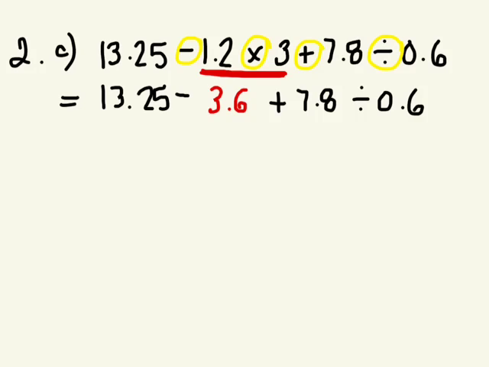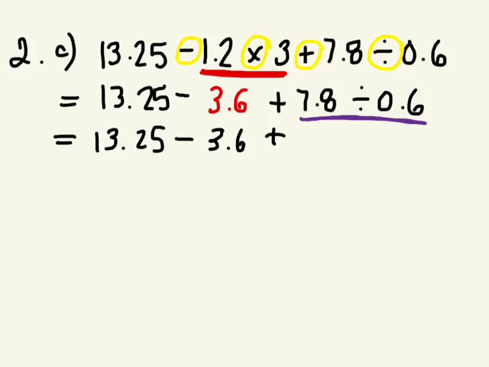So now with the next 3 operations, we need to calculate division. So we have 13.25 minus 3.6 plus, what is 7.8 divided by 0.6? 13. Good. The operations are left. We have subtraction and addition. Which one would we do first? Good, because it appears first.